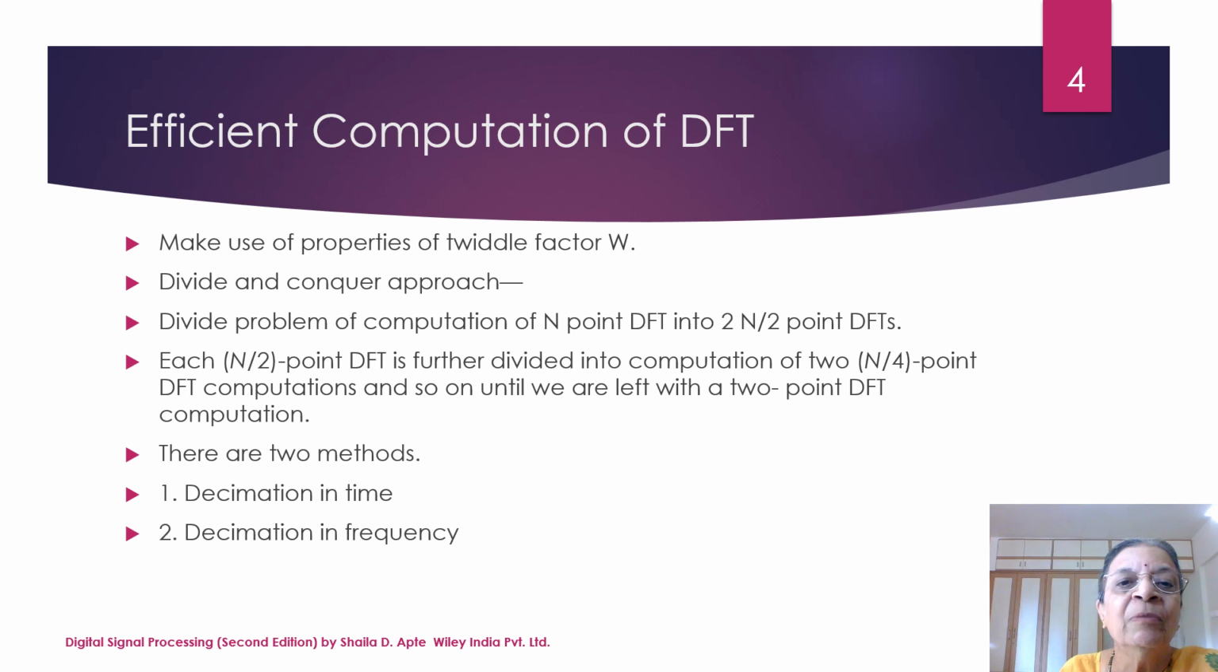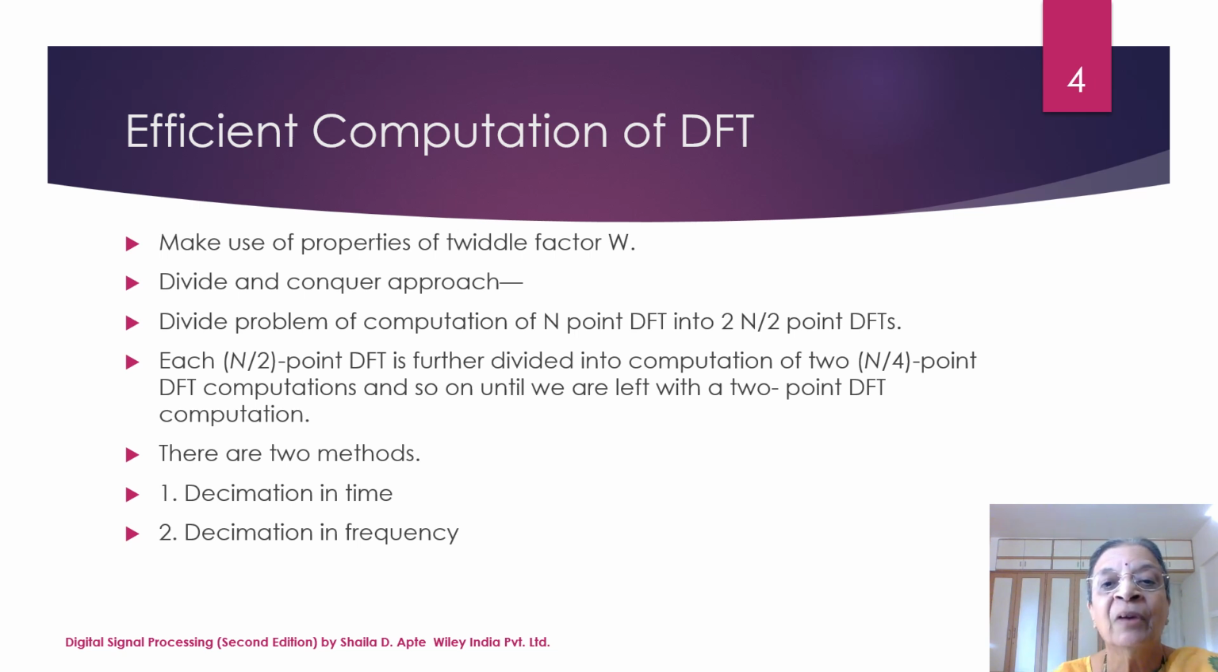Now let us see how the efficient computation of DFT will be carried out. What we'll do is we'll make use of the properties of the twiddle factor, and then we use the divide and conquer approach. So if N is quite large, say N is equal to 2048, then the computation becomes complex. So many complex multiplications and so many complex additions are to be carried out, so it becomes too complex.